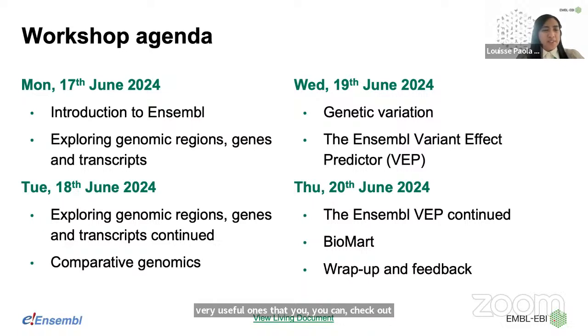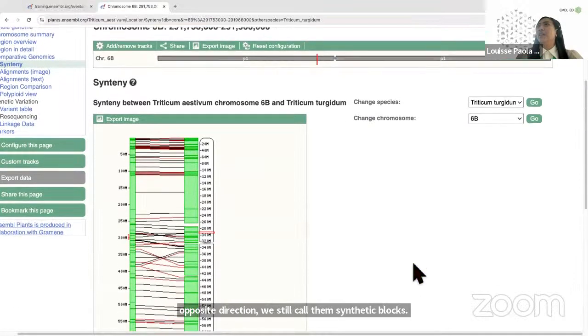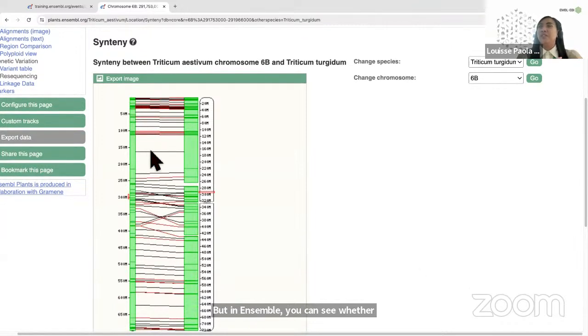The next question is, in case of synteny, we are considering conserving the order of the genes. However, are we at the same time taking the directionality of the strand into account? Or is it considered regardless? Yes, so it's regardless. So syntenic blocks, no matter whether they're in the same direction or in the opposite direction, we still call them syntenic blocks. But in Ensembl, you can see whether it's in the same direction or the inverse direction by looking at these different colored lines. I hope that makes sense.